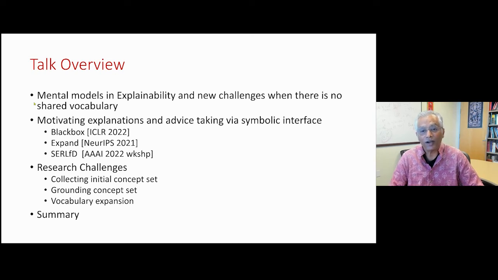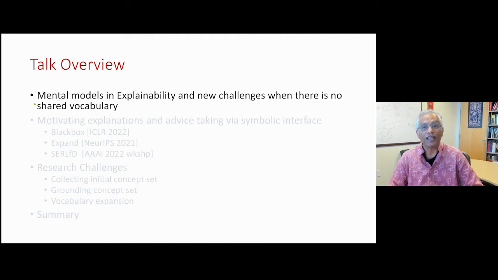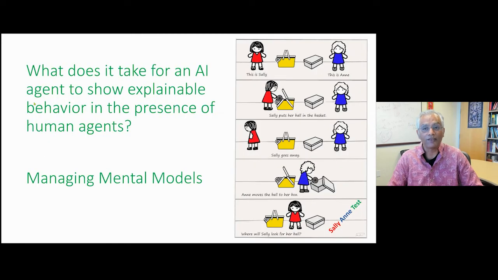And then I will go into the research challenges involved, generalizing over these case studies, in making this sort of a symbolic interface feasible, and talk about the collection of the initial concept set, grounding, and vocabulary expansion. And I'll end with a summary. So let's get into the mental models. What does it take for an AI agent to show explainable behavior in the presence of human agents? We've been looking at this in our lab for several years now.